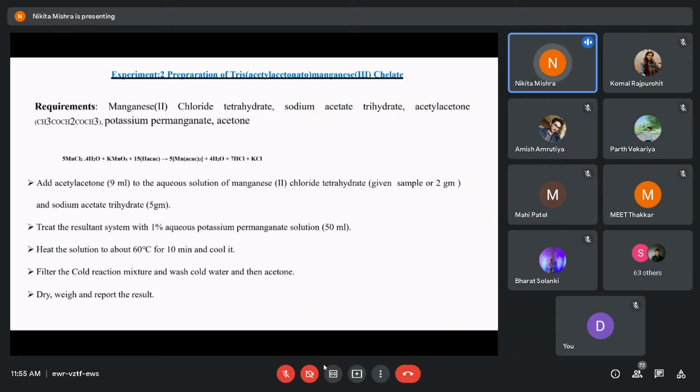So that was a very easy practical. Practical number 1, the preparation of ferrous ammonium sulfate. The reaction was already balanced, so there was no need to balance the reaction equation.